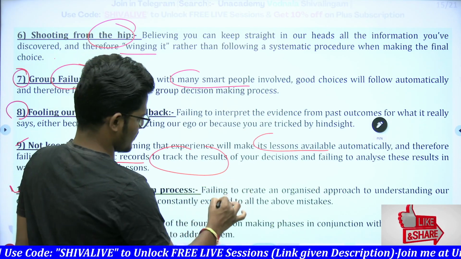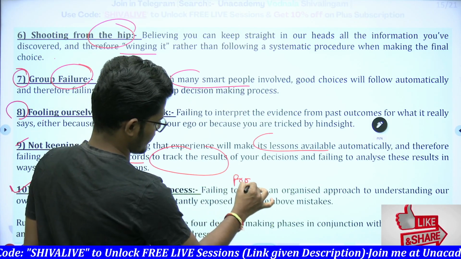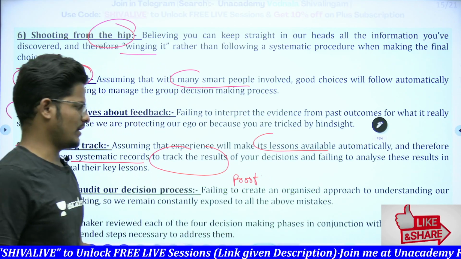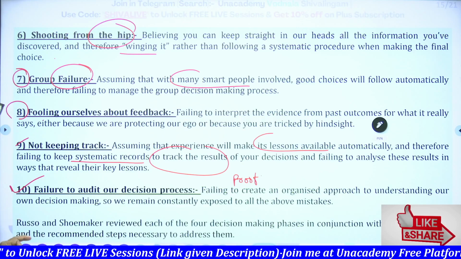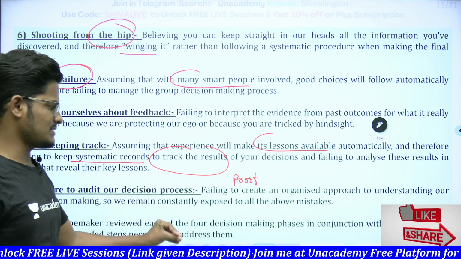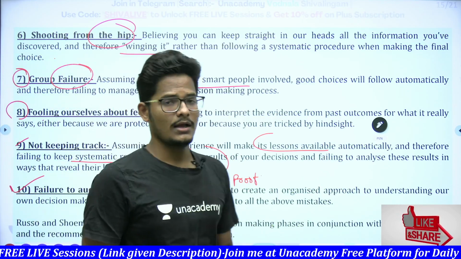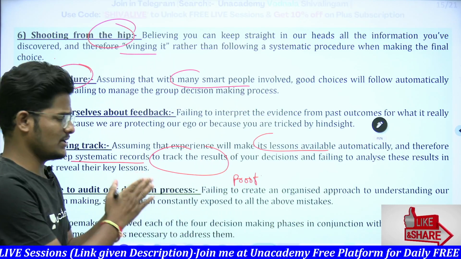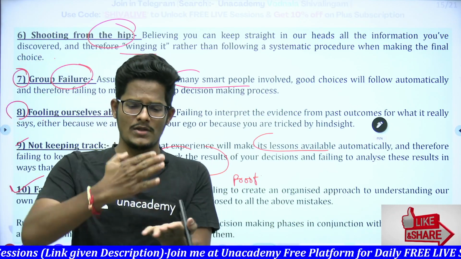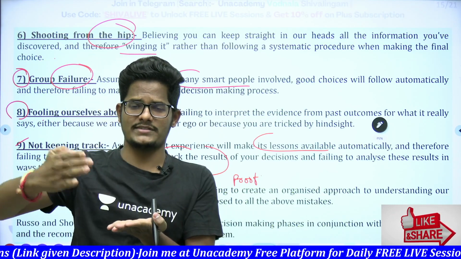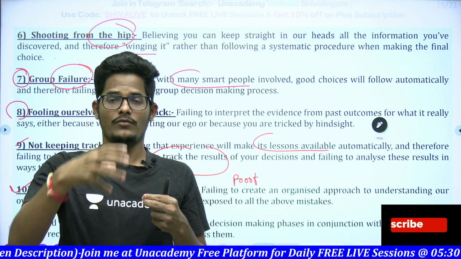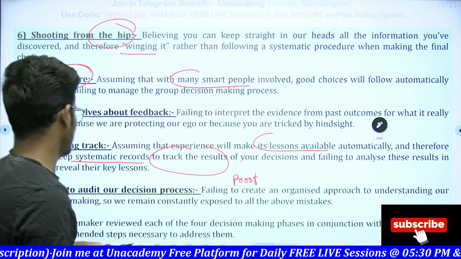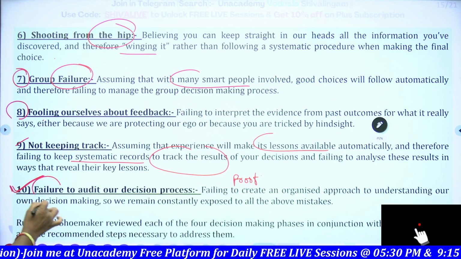The 10th decision trap: failure to audit our decision process. This is like proofreading any paper. Failing to create an organized approach to understand our own decision making, we remain constantly exposed to all the above mistakes. After making a decision, are we in a correct process to make our decision or not? Just check by oneself. We need to check for ourselves. That is the 10th decision trap. We are not checking that one.